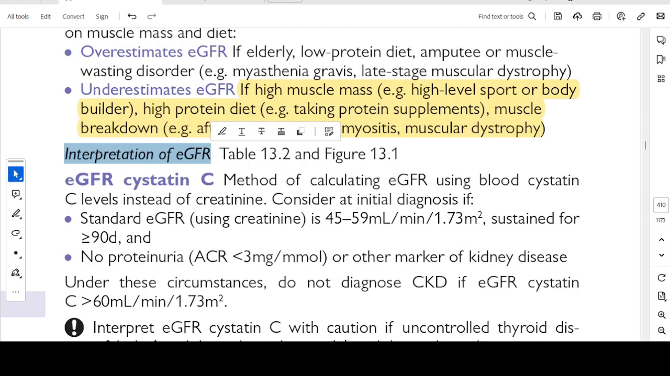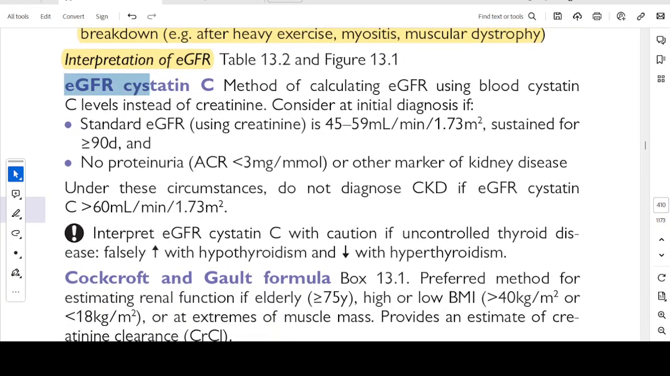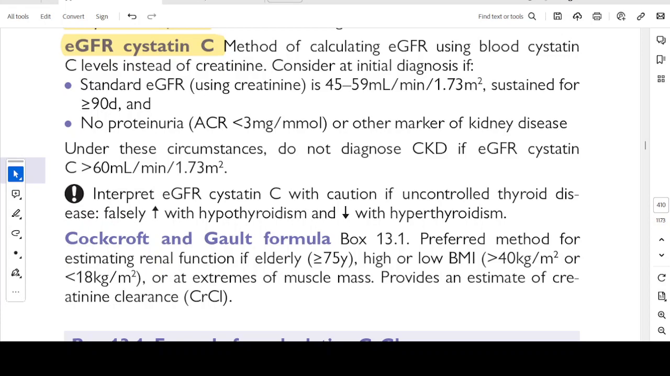Interpretation of eGFR: Table 13.2 and figure 13.1. eGFR and cystatin C method, for calculating eGFR using blood cystatin C levels instead of creatinine. Consider at initial diagnosis if standard eGFR using creatinine is 45 to 59 milliliters per minute per 1.73 meter square, sustained for more than 90 days, and there is no proteinuria or ACR is less than 3 milligram per millimole, or other marker of kidney disease is present. Under these circumstances, do not diagnose CKD if eGFR cystatin C is more than 60 milliliters per minute per 1.73 meter square.